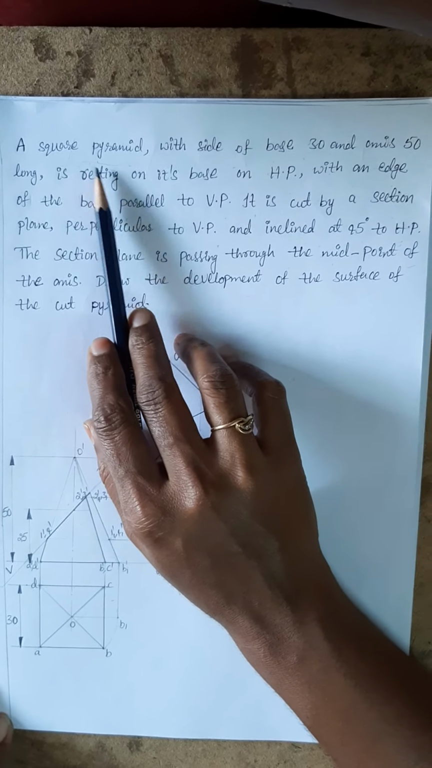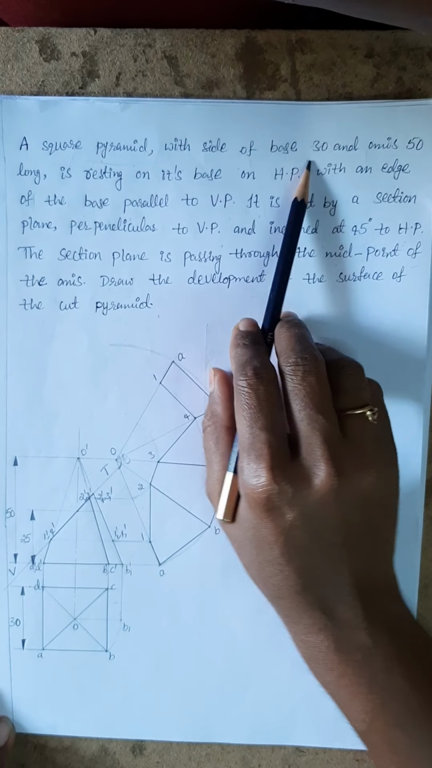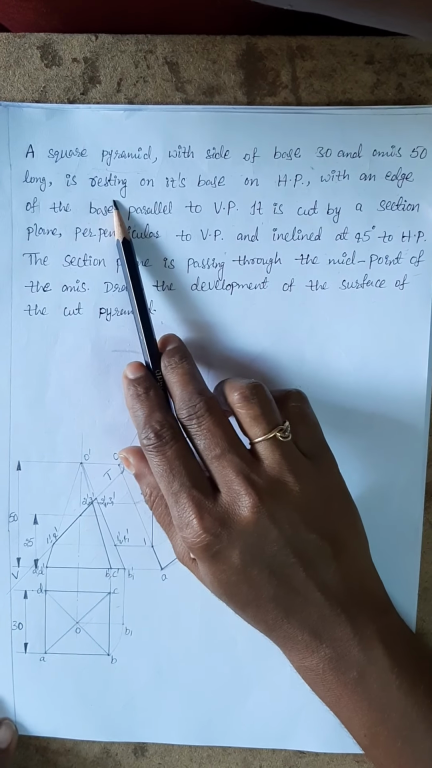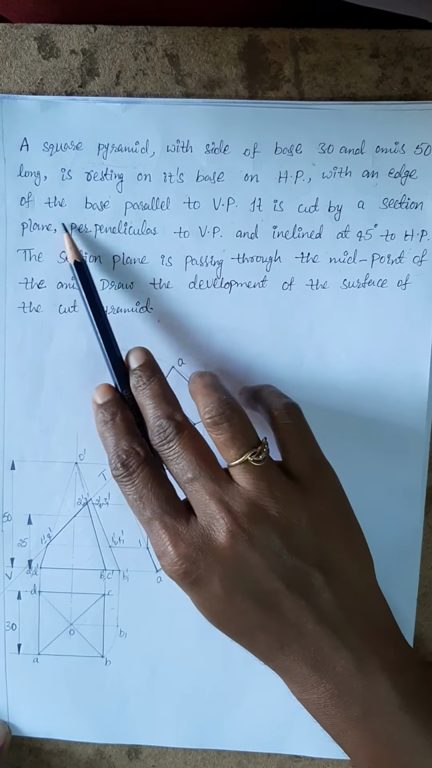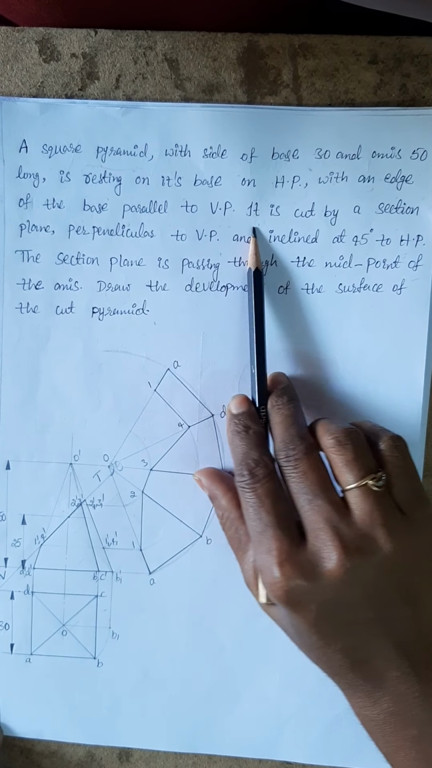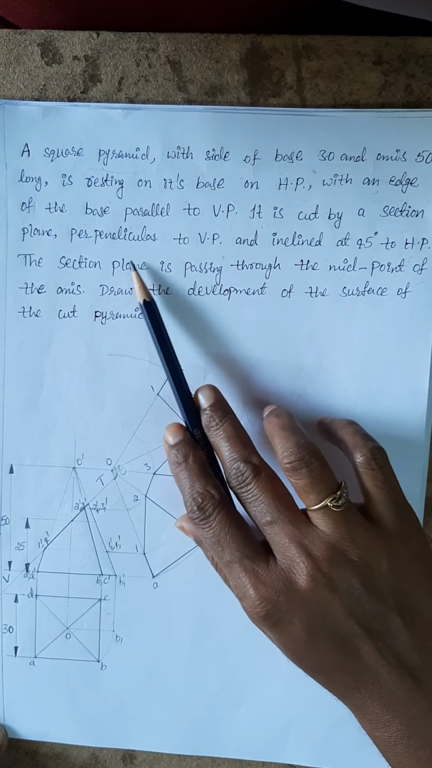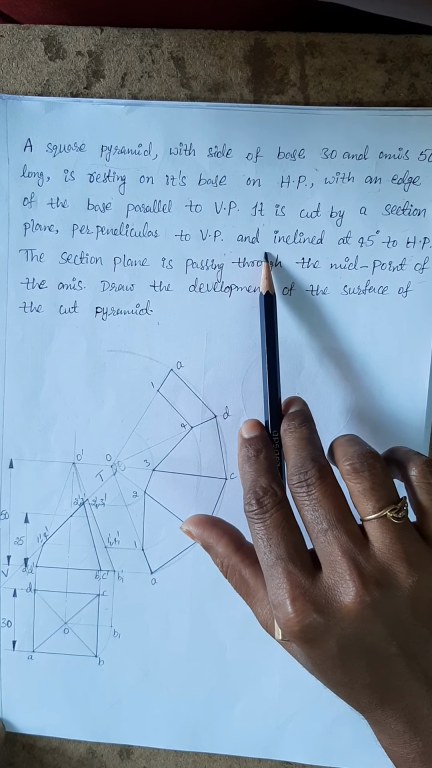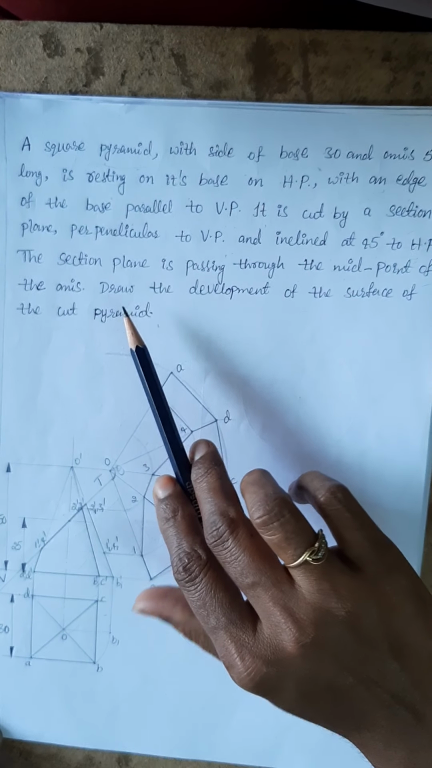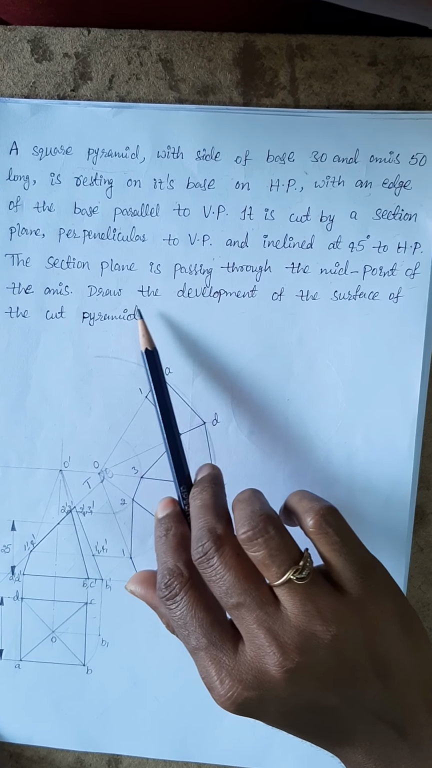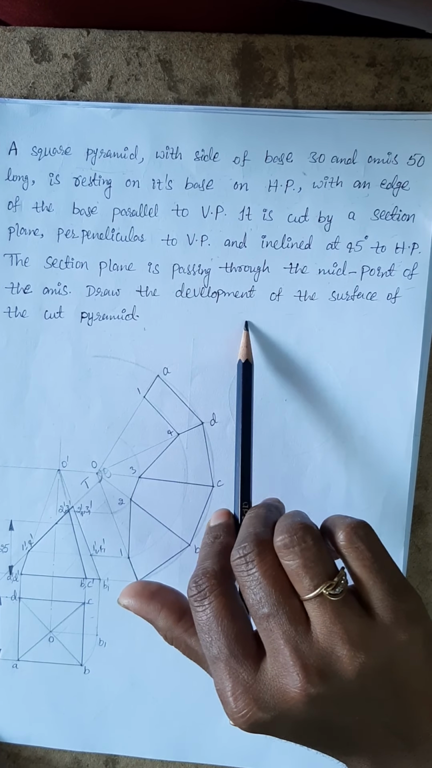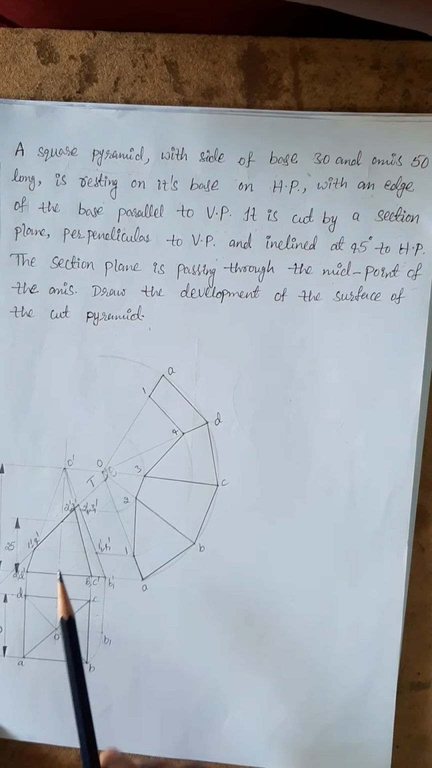Next problem: a square pyramid with a side of base 30 and axis 50 long is resting on its base on HP with an edge of the base parallel to VP. It is cut by a section plane perpendicular to VP and inclined at 45 degrees to HP. The section plane is passing through the midpoint of the axis. Draw the development of the surface of the cut pyramid.